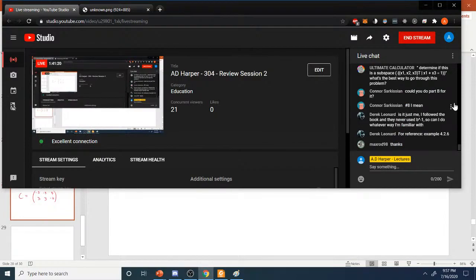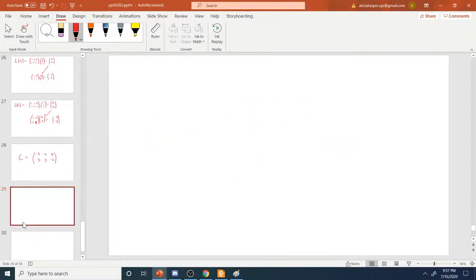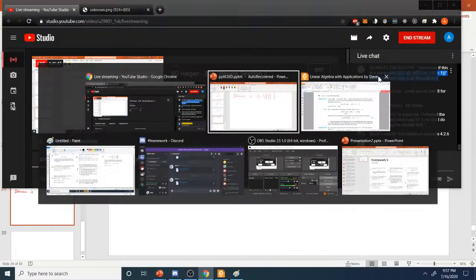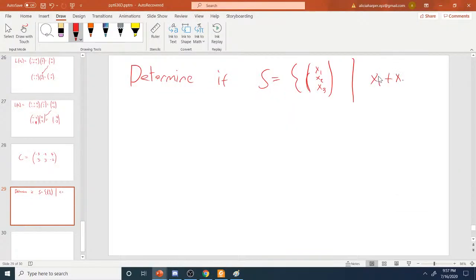The ultimate calculator asks to determine if this is a subspace. Okay, so let me write down the problem. Determine if S, which is going to be the set of vectors x1, x2, x3 with x1 plus x3 is equal to 1, is a subspace.